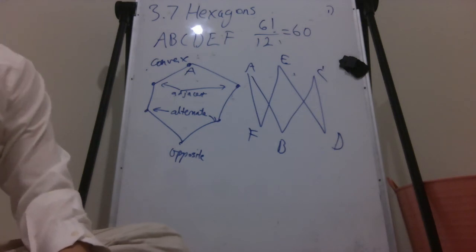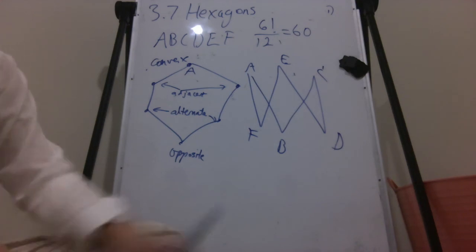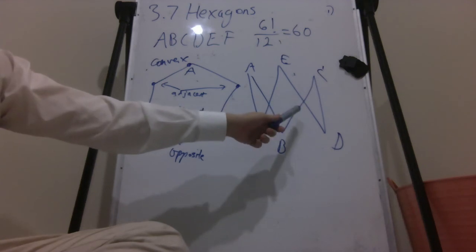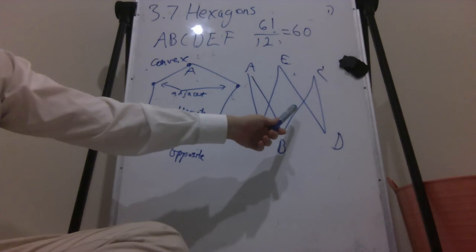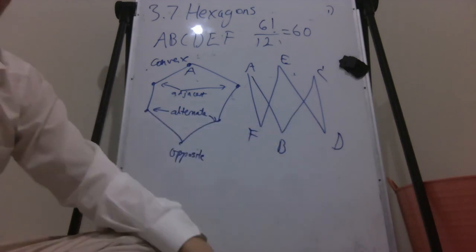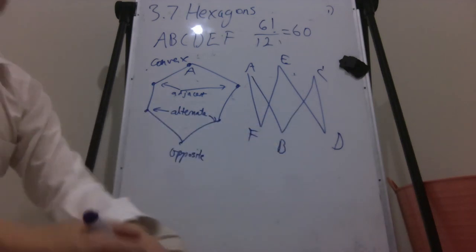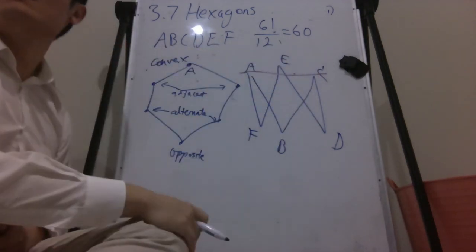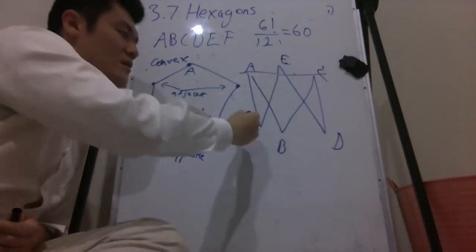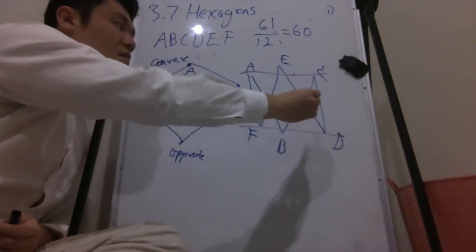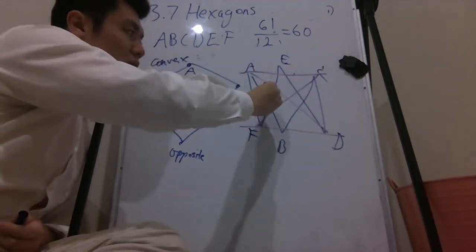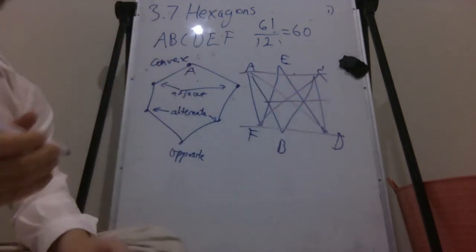This is what Pappus rephrased is. Remember Pappus? If this was collinear, and that is collinear, then this is collinear. That's Pappus.